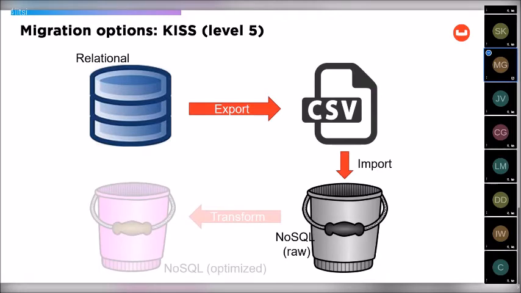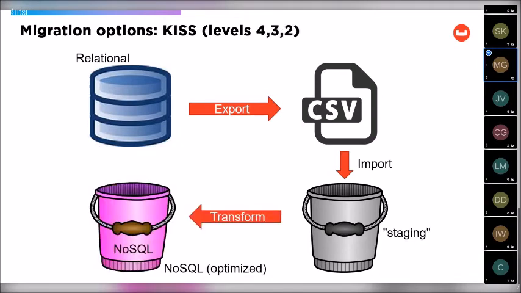And once we get that in place, we can start a transformation from the raw system into some sort of future optimized or progressively optimized system. And at some point, we can then start to think about that first step as a staging area before the data gets transformed into the optimized model. And this would be anywhere from like a level 4 up to a level 2.